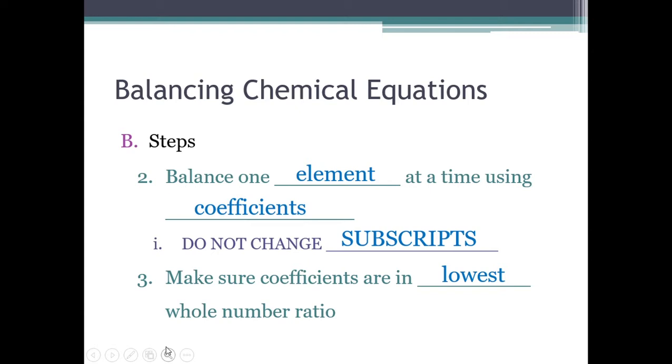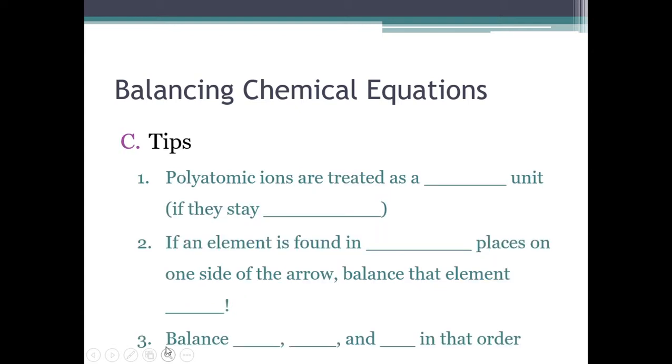A couple of tips before we get into this. First, polyatomic ions can be treated as a single unit, but only if they stay together. So that's why we practice counting ions. There are some specific reactions where the polyatomic ions stay as polyatomic ions. They rearrange, but if you start with phosphate, you end with phosphate. And in those cases, it's really easier to count phosphate. You can do that.